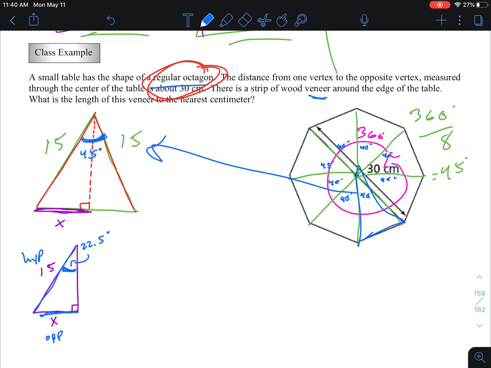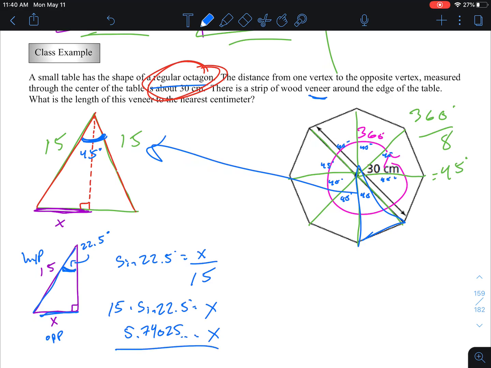So the question is, which trig ratio do I need to solve for my unknown side here? The answer is sine. Okay, so here we go. So sine of 22.5 degrees is going to be equal to my opposite divided by my hypotenuse. Now to solve for x, I need to multiply both sides by 15. So I'm going to get 15 times sine of 22.5 degrees. After I put that in my calculator, I get a value of 5 point. Now I'm going to leave this value in my calculator here. I'm not going to do any rounding yet because this is not my final answer.